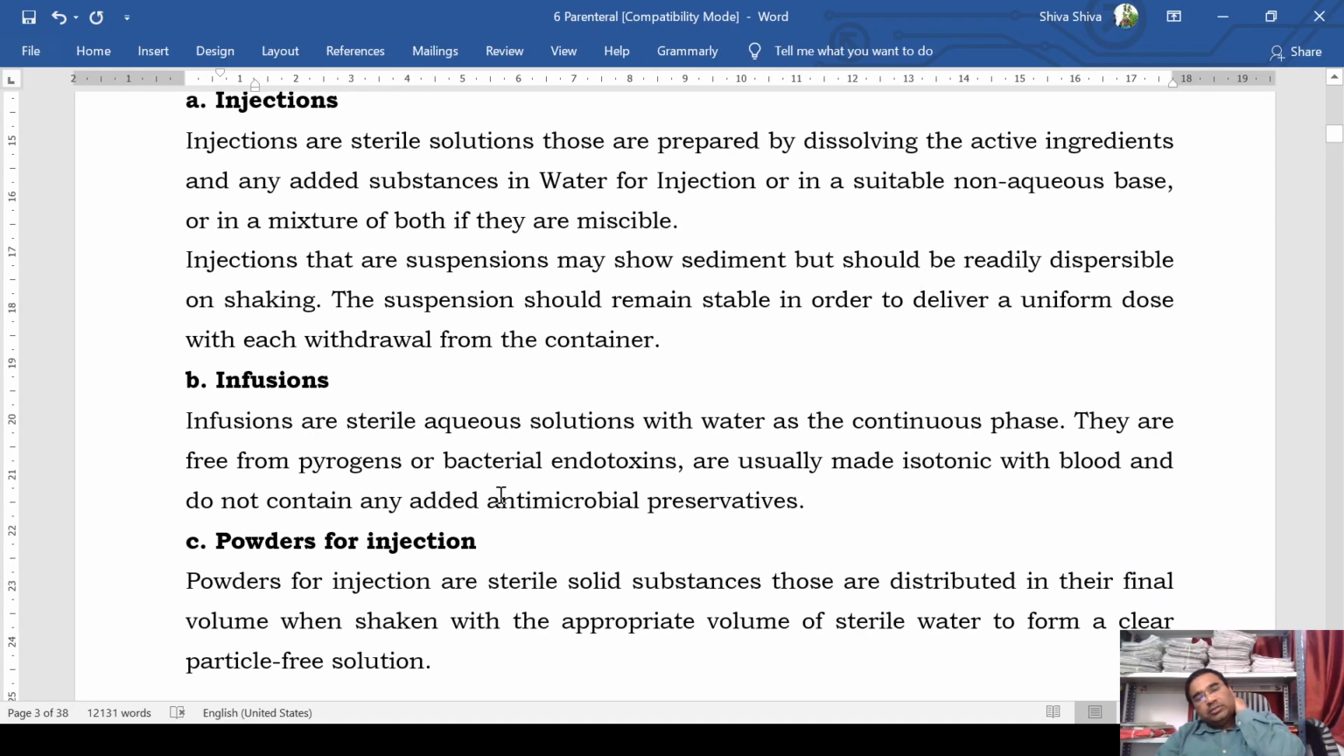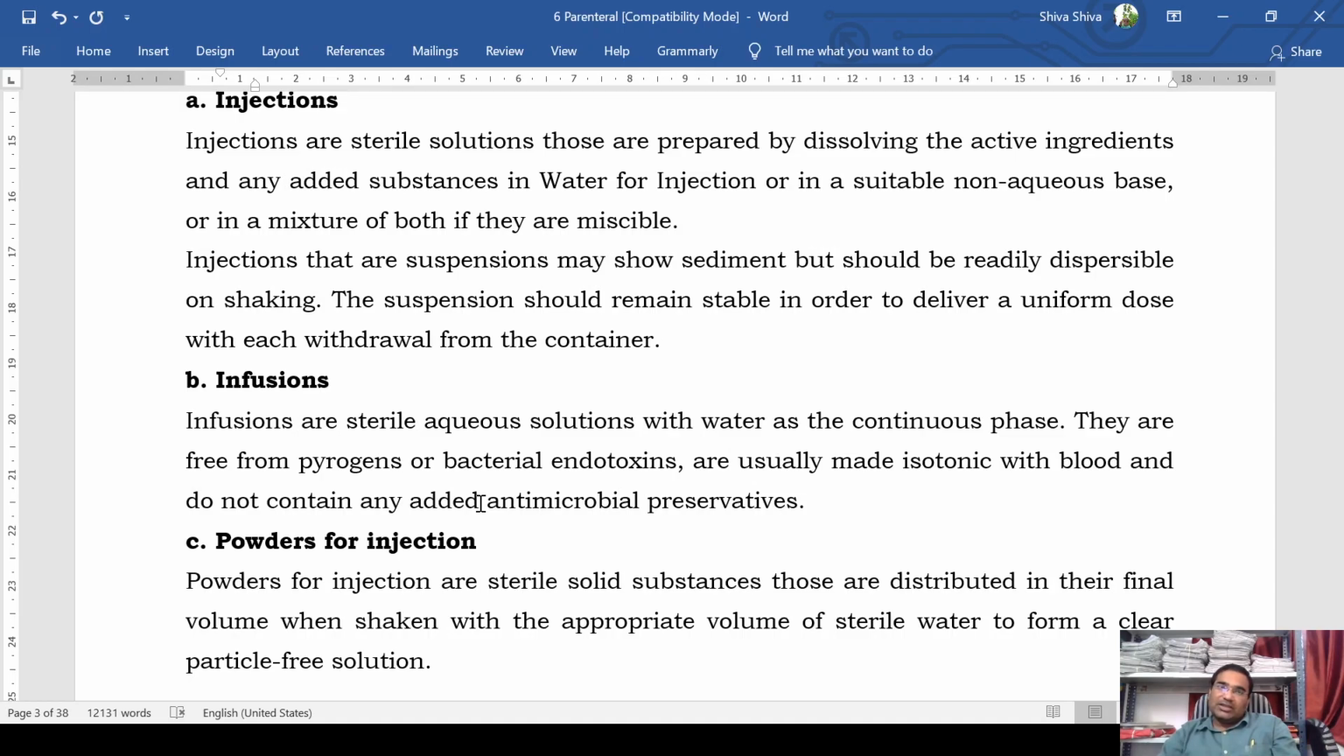Then infusions. Infusions are sterile aqueous solutions with water as a continuous phase. They are free from pyrogens or bacterial endotoxins and are usually made isotonic with blood and do not contain any added antimicrobial preservative. So infusions are generally large volume parenterals.